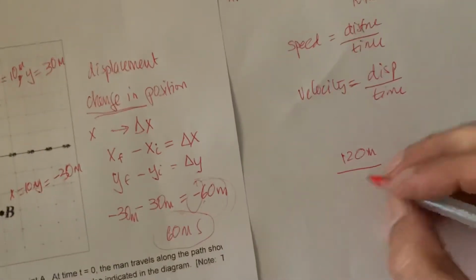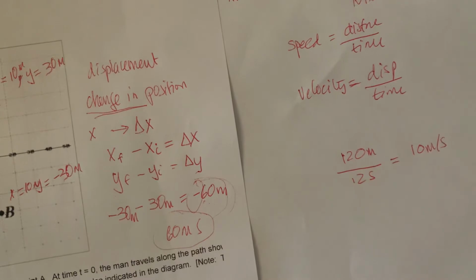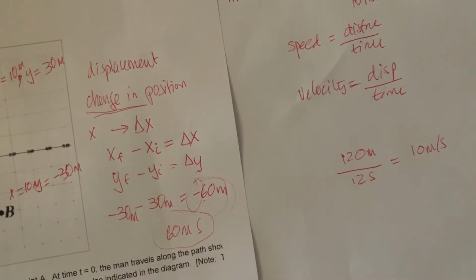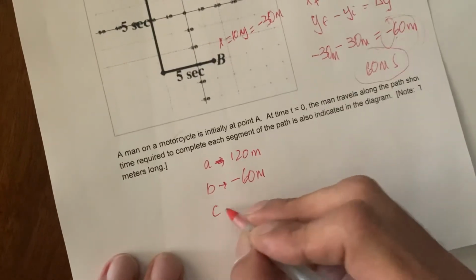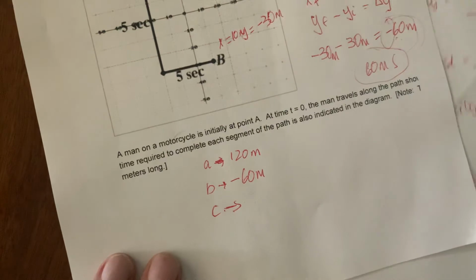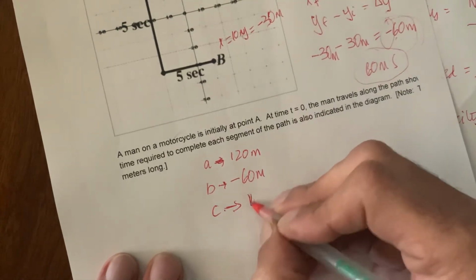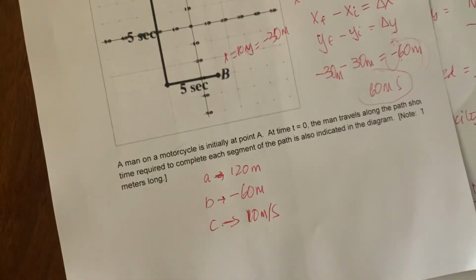So 120 meters divided by 12 seconds gives you 10 meters per second. And that's all there is to it for part C. So let's put that down here. C is 10 meters per second.